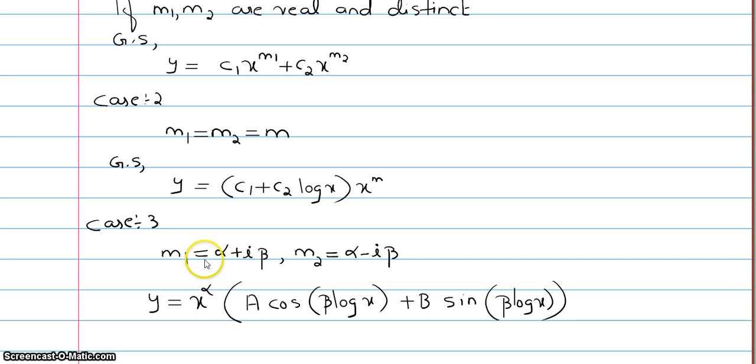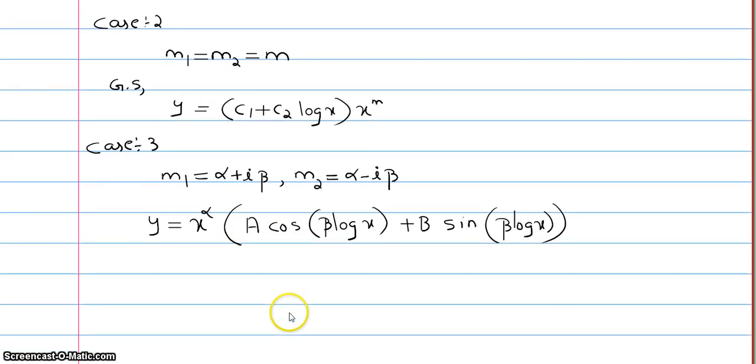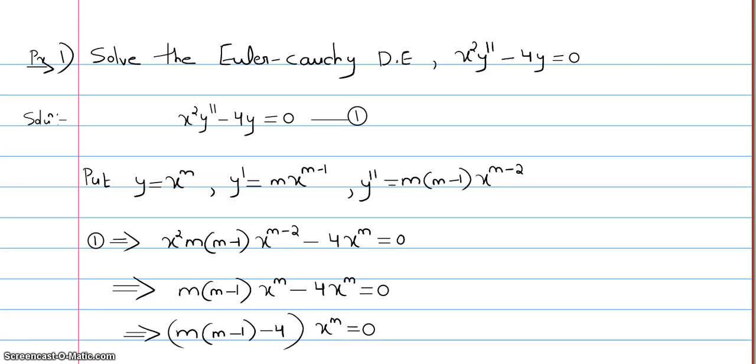Now the last case: if m1 and m2 are complex numbers, like m1 equal to alpha plus i beta and m2 equal to alpha minus i beta, then the general solution format will be x raised to alpha into a cos beta log x plus b sin beta log x. Just replace the values of alpha and beta here, and we will get the general solution of the given Euler-Cauchy differential equation.